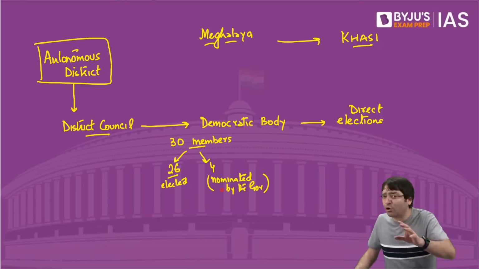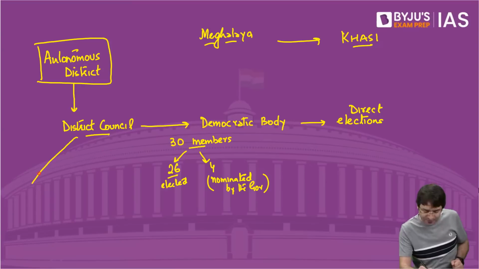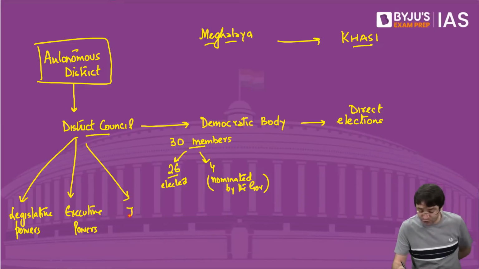But then what is the role of this district council? The role of the district council is that it will have a body which will have legislative powers. Another body will have executive powers. Another body will have judicial powers. Another body will have financial powers.